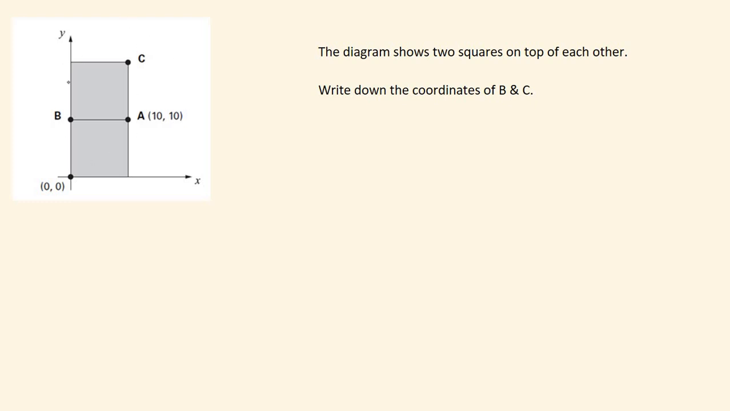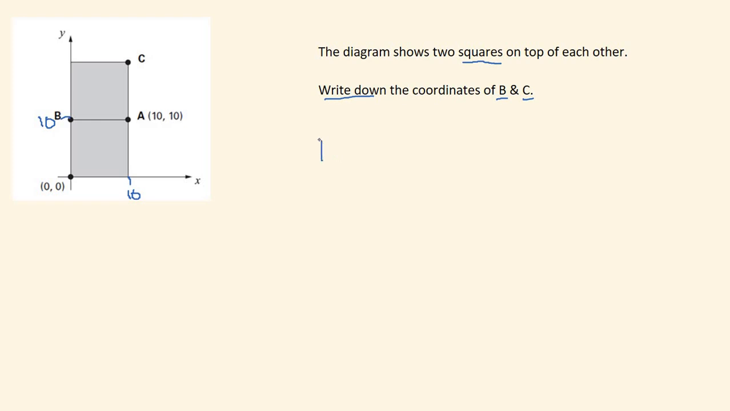So we've been given a grid on the left hand side and there are no numbers on the axes, you'll notice. It tells us that the diagram shows two squares, and that's really important, on top of each other. So first of all you need to know that a square has all equal sides, so all the lengths will be the same. And it tells you to write down the coordinates of B and C. Okay. Now it has told us that the coordinate A is 10, 10, which means that here that number on the x-axis must be 10, and this number here where B is must also be 10.